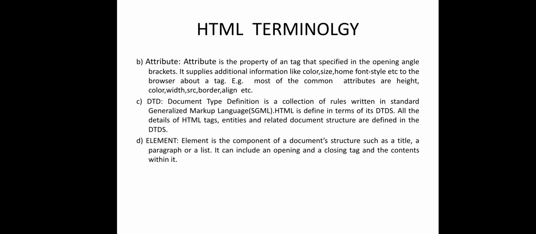Document type definition is a collection of rules written in Standard Generalized Markup Language. HTML is defined in terms of DTDs. All the details of HTML tags, entities, and related document structures are defined in DTDs. Then an element is a component of a document structure such as a title, a paragraph, or a list. It can include an opening and closing tag and the contents within.